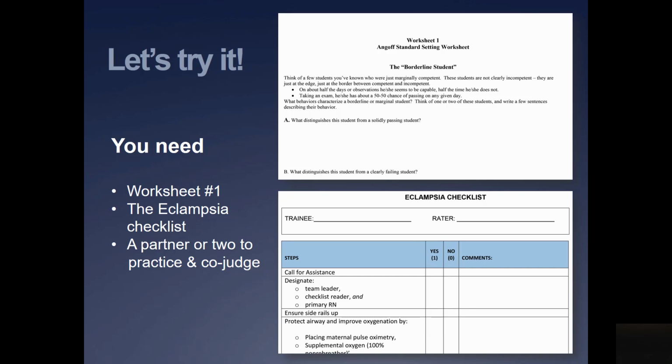Now, this is what you're going to need. You're going to need worksheet number 1, which is supplied. You'll also need the eclampsia checklist, which is the performance checklist. It's nice to have that in front of us. And a partner or 2 to practice and co-judge. You can pause this video now and watch this together. That's the flexible nature of having a video. So let's go ahead and get started.